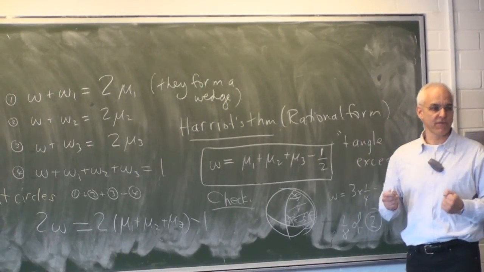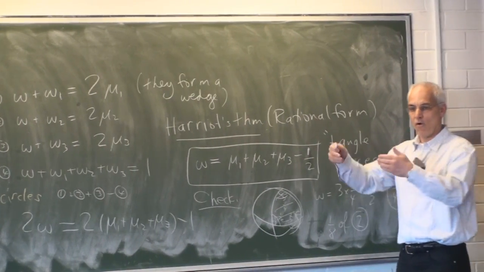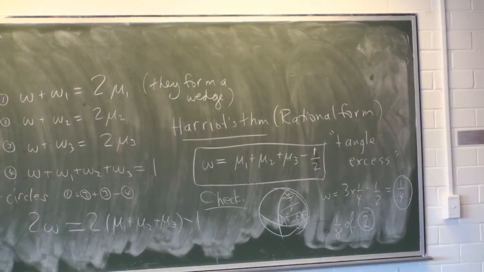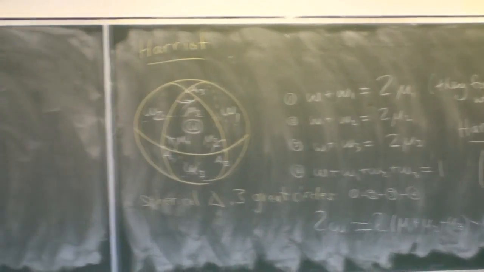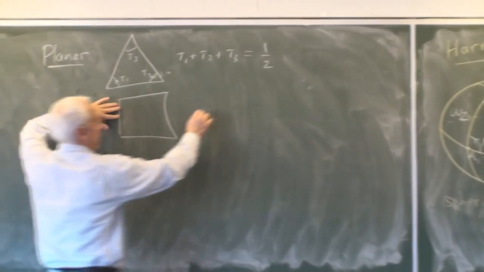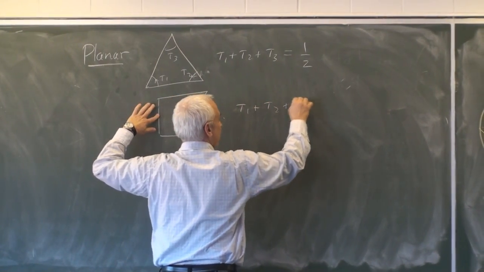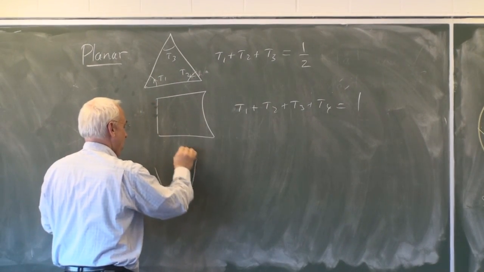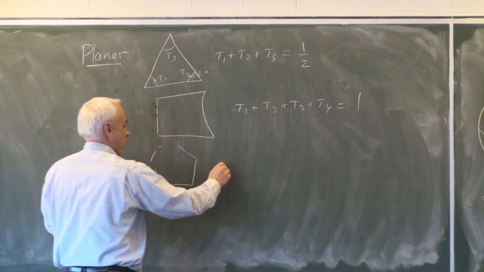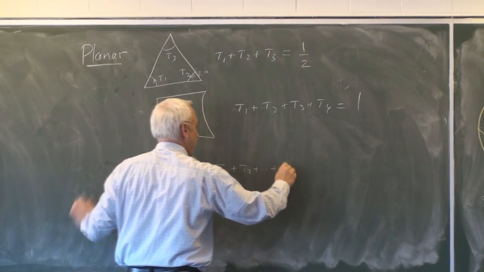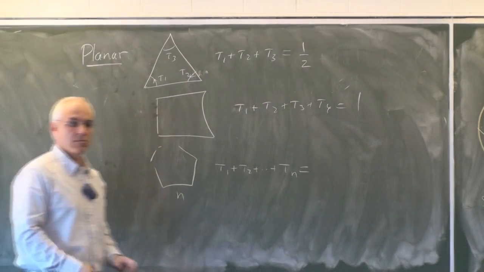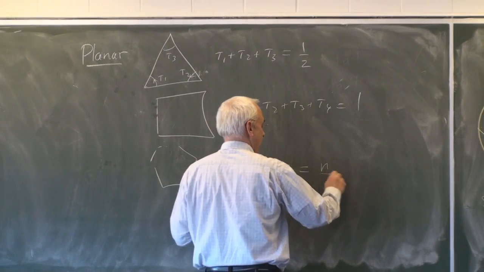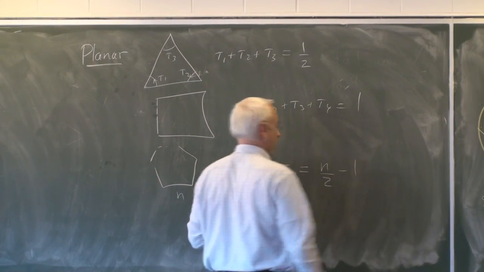It's the amount over a half. For the planar situation, you would get a half. The amount over is the solid tangle. Now let me also remind you that when we went to a square, or a 4-sided thing, then tau 1 plus tau 2 plus tau 3 plus tau 4 was equal to 1. And then more generally, if we had an n-gon, then it was tau 1 plus tau 2 plus up to tau n equals n over 2 minus 1.